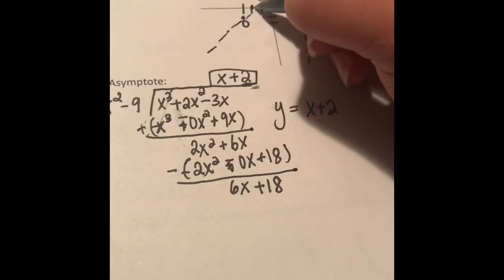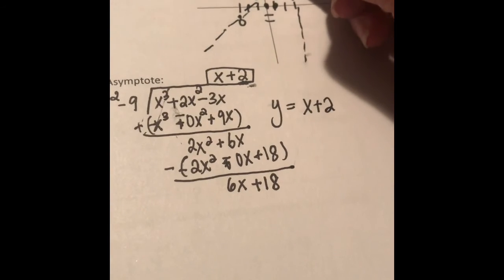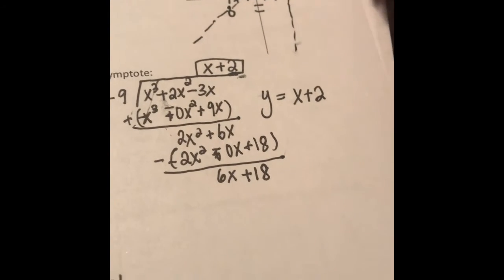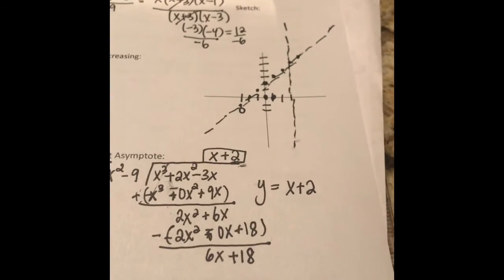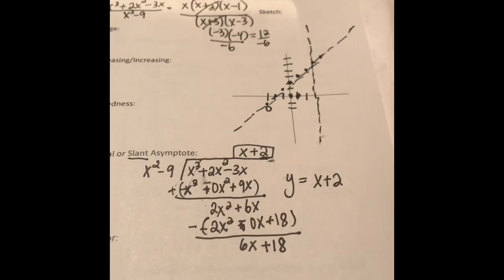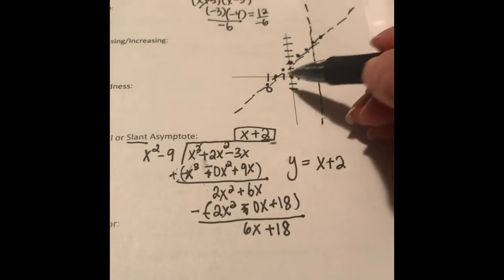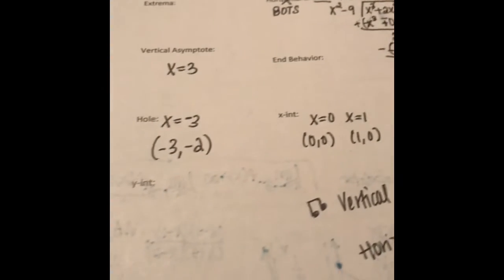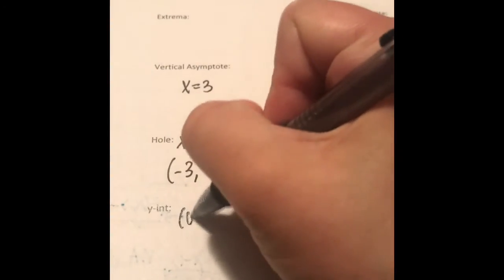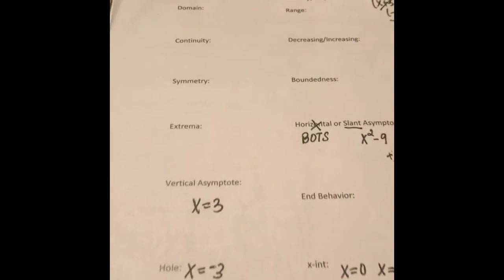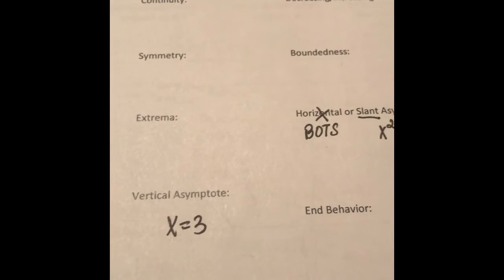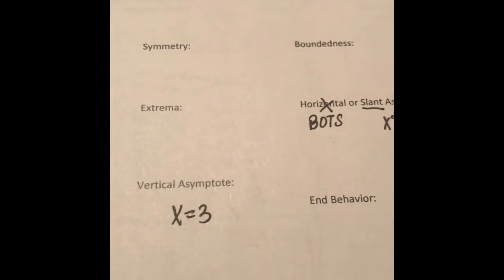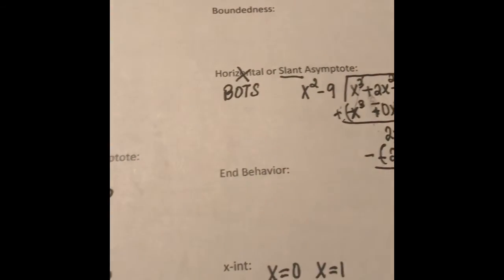Now remember, this is an asymptote, and you want to make that a dashed line. Okay, so far I've got the asymptotes, I've got the x-intercepts, and technically I've got the y-intercept too. The y-intercept is going to be also 0, 0. Okay, it looks like I got a few more pieces of information to find: domain, range, continuity, decreasing, increasing, symmetry, boundedness, extrema, and end behavior.